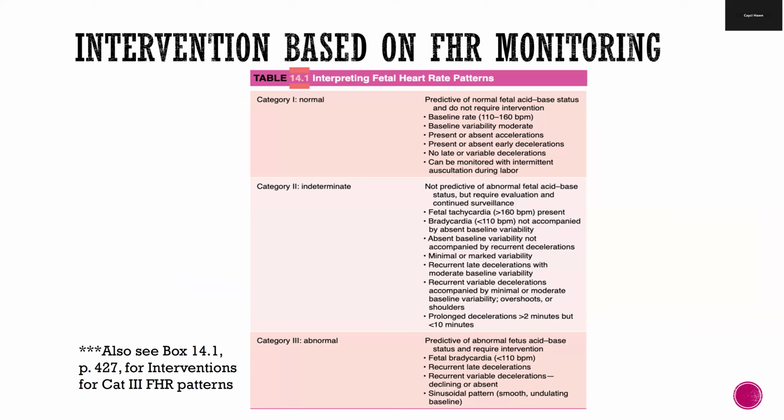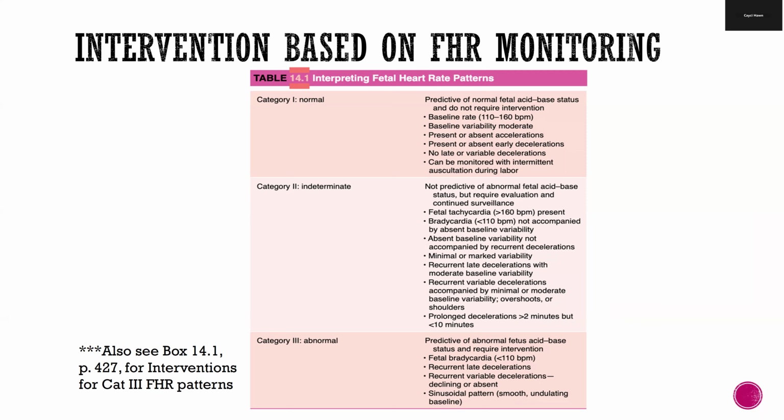So this is the interpreting fetal heart rate patterns, or the fetal heart rate categories that you need to review. And you can find this on page 427. Actually, it's 424. I don't know why I put 427, but it is table 14.1.